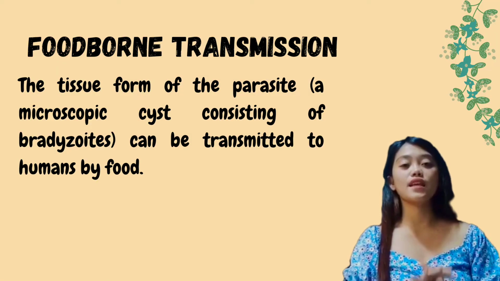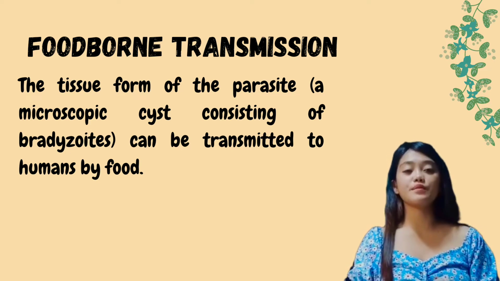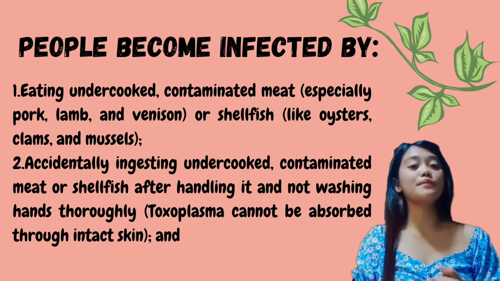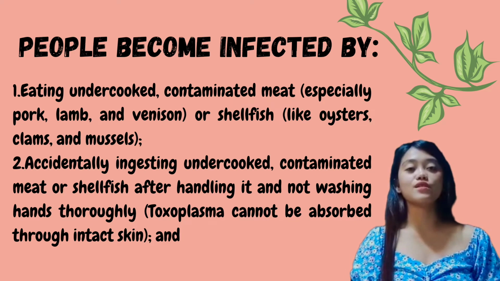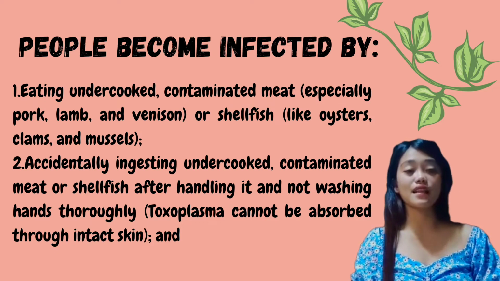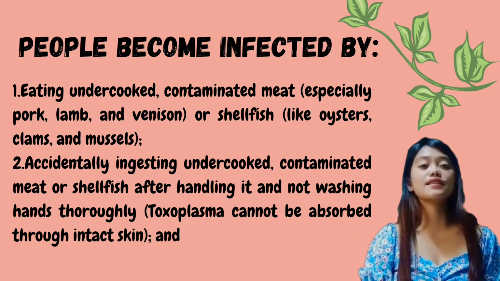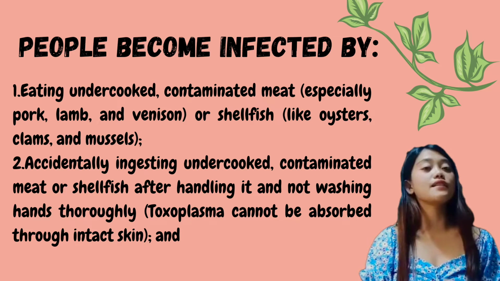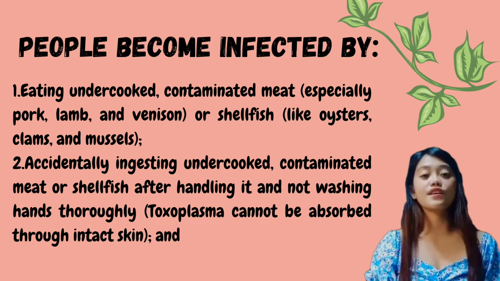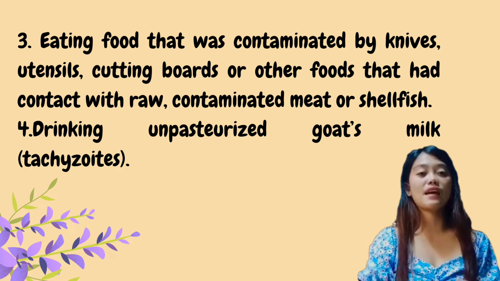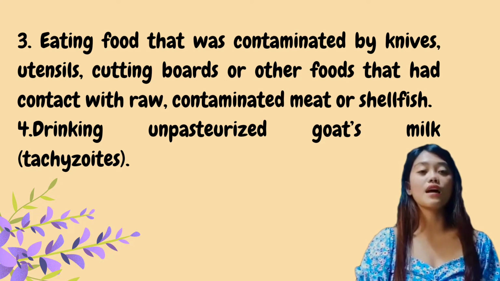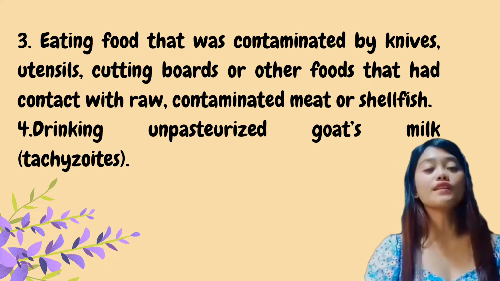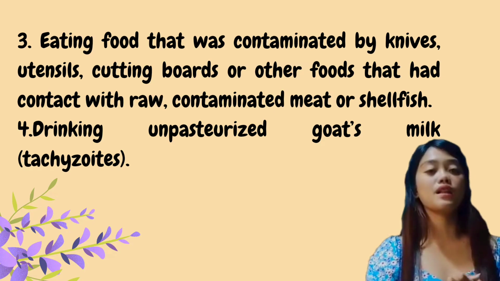Foodborne transmission. The tissue form of the parasite can be transmitted to humans by food. First is eating undercooked, contaminated meat, especially pork, lamb, and venison, or shellfish like oysters, clams, and mussels. Second is accidentally ingesting undercooked, contaminated meat or shellfish after handling it and not washing hands thoroughly. And third, eating food that was contaminated by knives, utensils, cutting boards, or other foods that had contact with raw, contaminated meat or shellfish. Fourth is drinking unpasteurized goat's milk.